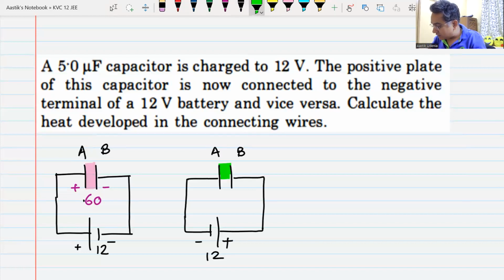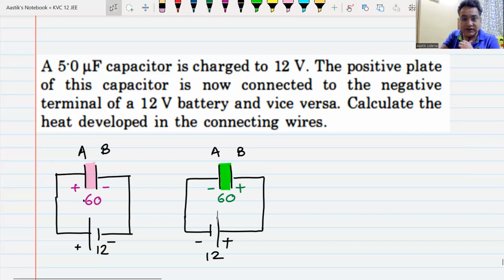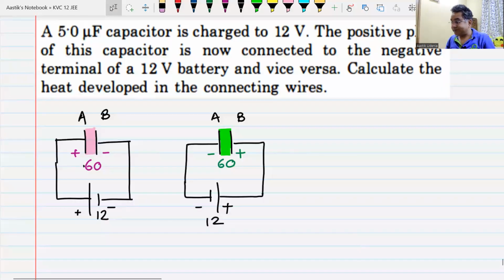And let me call this my green capacitor. Now, in this green capacitor, this plate becomes minus and this plate becomes plus. The charge is still 60 micro coulomb. Do we understand this? See, everything is the same, and I think this question is pretty simple compared to the previous one. Now, you just have to calculate the heat developed across the wire, but we will solve the entire question.